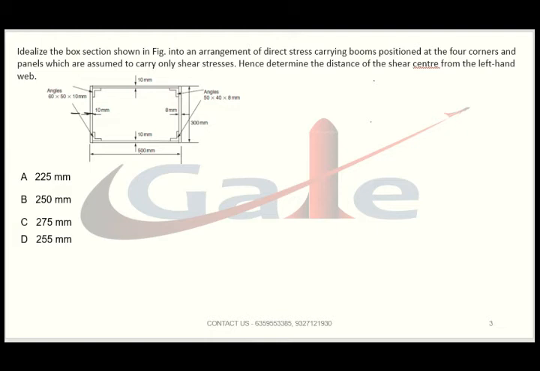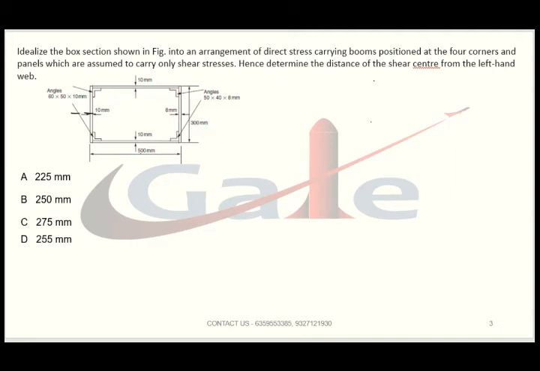Okay, so this question I have picked from T.H. Megson's book, the father of aircraft structures. So let's see what they are saying and what they are asking. This kind of question you can expect for your GATE 2023 exam. Okay, so let's read the question. Idealize the box section shown in the figure into an arrangement of direct stress carrying booms positioned at the four corners and panels which are assumed to carry only shear stresses.